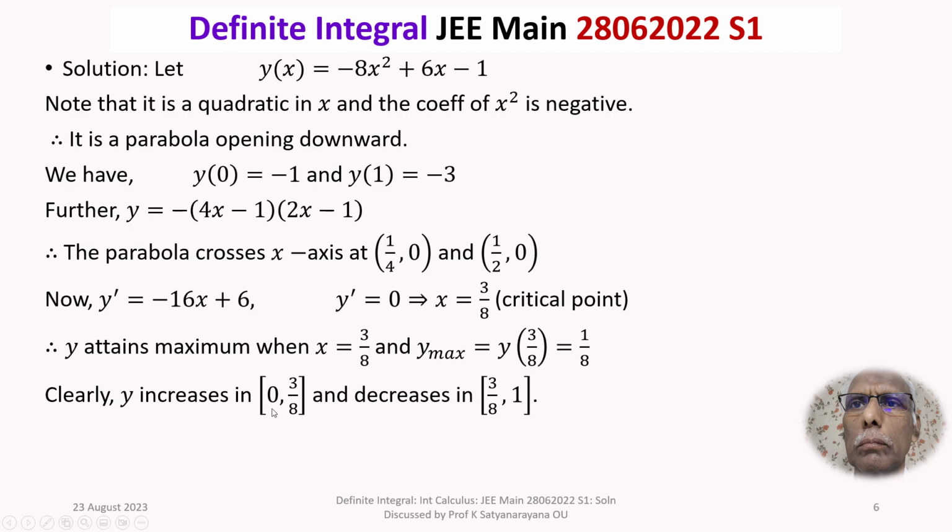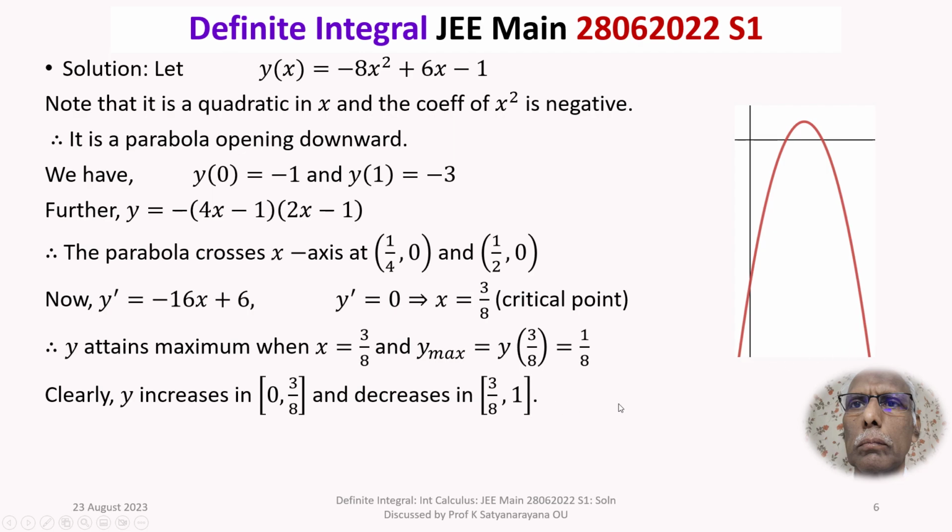We are only interested in the interval 0 to 1. That is why these two we have considered. So our curve, that is the parabola, will look like this. This is the one. It increases from 0 to 3/8 and attains maximum value 1/8 here, and then from 3/8 to 1 it decreases.